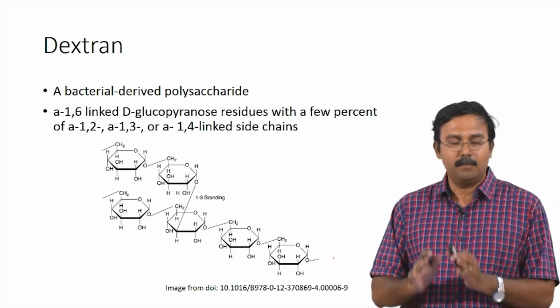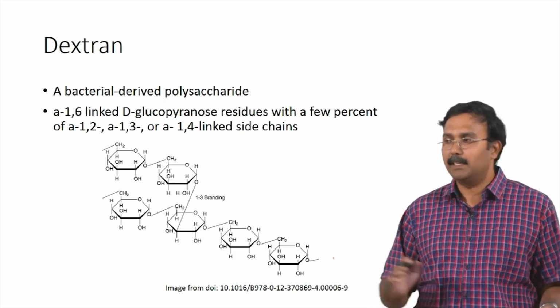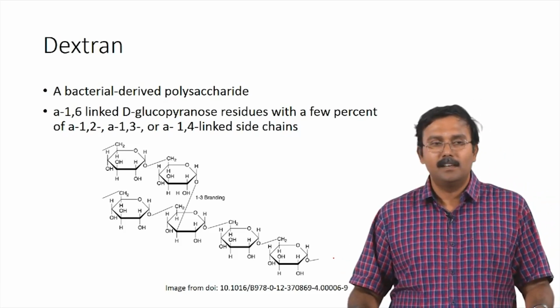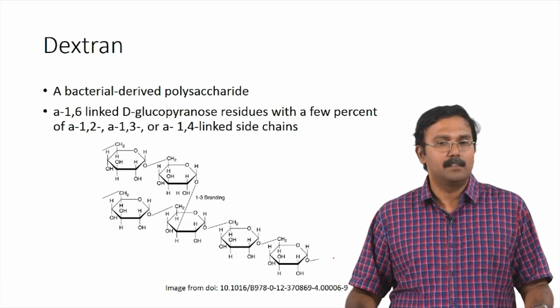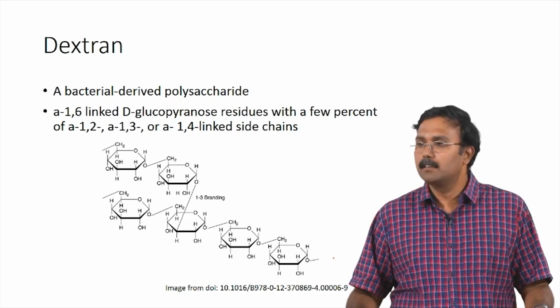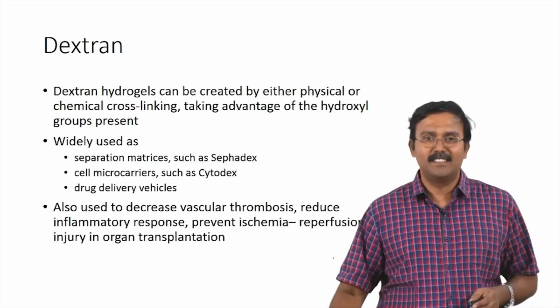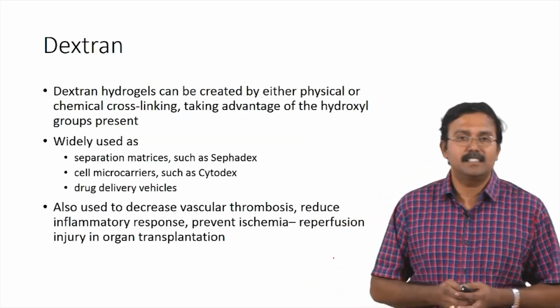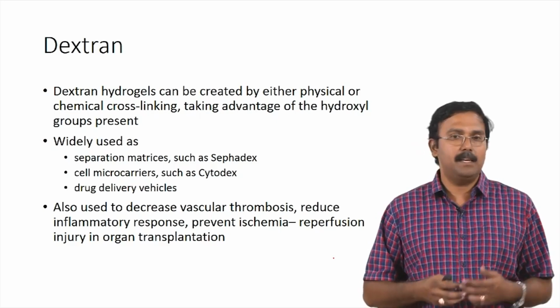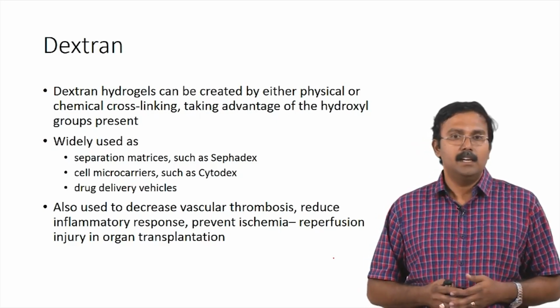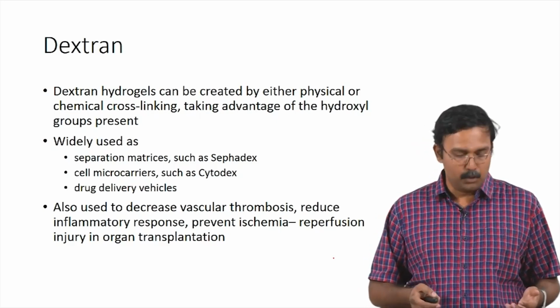Not in, obviously not medical, you would not probably think of that, but I am talking about something where some experiment that you might have done. Protein purification? Sephadex. Sephadex is actually made of dextran. So, okay. So, dextran hydrogels can be created either by physical or chemical cross linking, taking advantage of all the hydroxyl groups that are present.